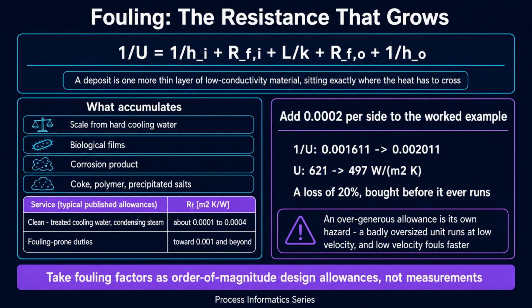Small numbers, large consequences. Add a modest 0.0002 to each side of the worked example, and 1 over U goes from 0.001611 to 0.002011. So U falls from 621 to 497 watts per square meter Kelvin, a loss of 20% bought before the unit ever runs. And an over-generous allowance is its own hazard. A badly oversized unit runs at low velocity, and low velocity fouls faster.